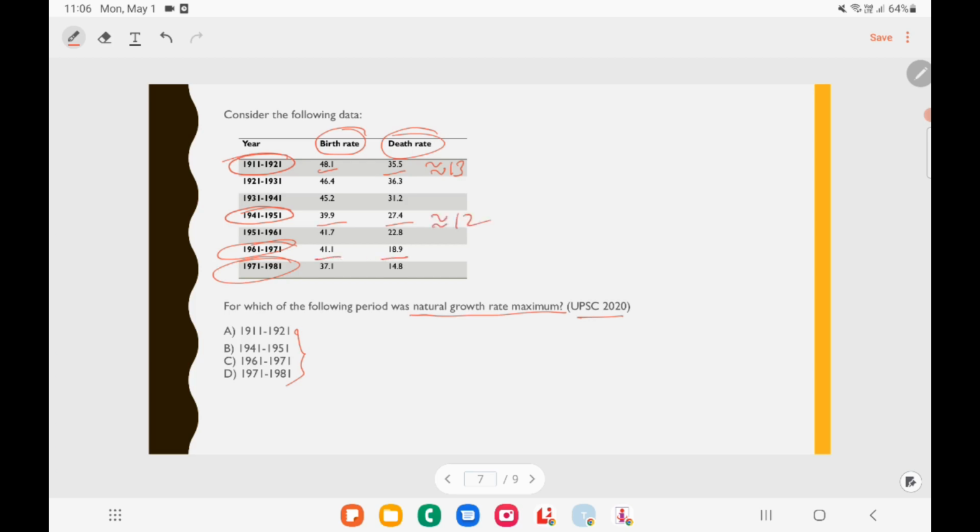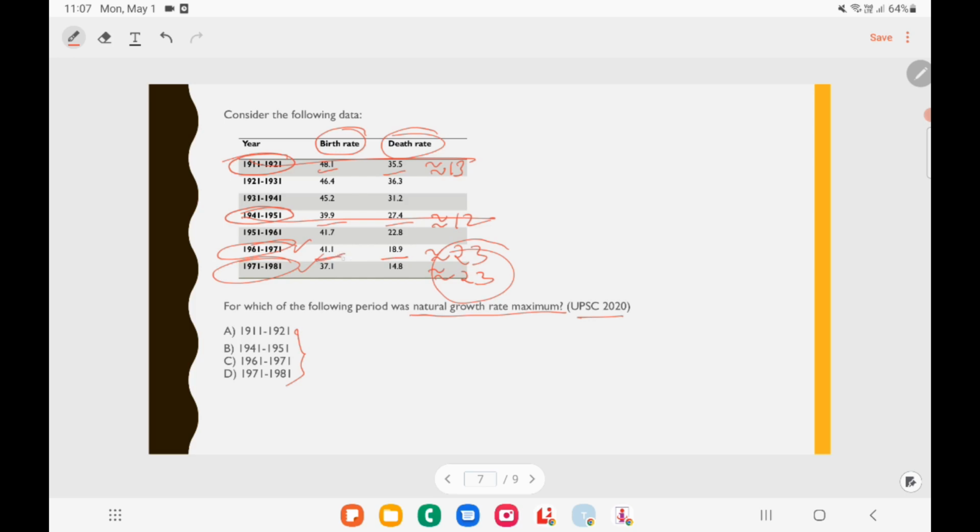And this one 41 minus 18, it is closer to 23. Here 37 minus 14, it is also closer to 23. So we can eliminate these 2 options, right? We don't need to do the proper calculations there. So here it is actually very close. It's 23. Okay. So we need to find out these 2 years in exact manner.